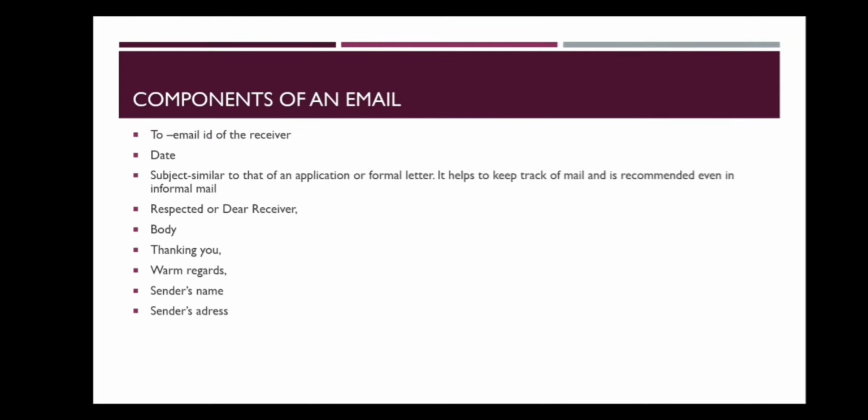So what are the components of an email? When you open your mailbox, you will find a From column, where your email ID is already there. In the To column, you will write the email ID of the receiver. The date is again auto-filled when you have opened your email. Subject is something you have to put there.